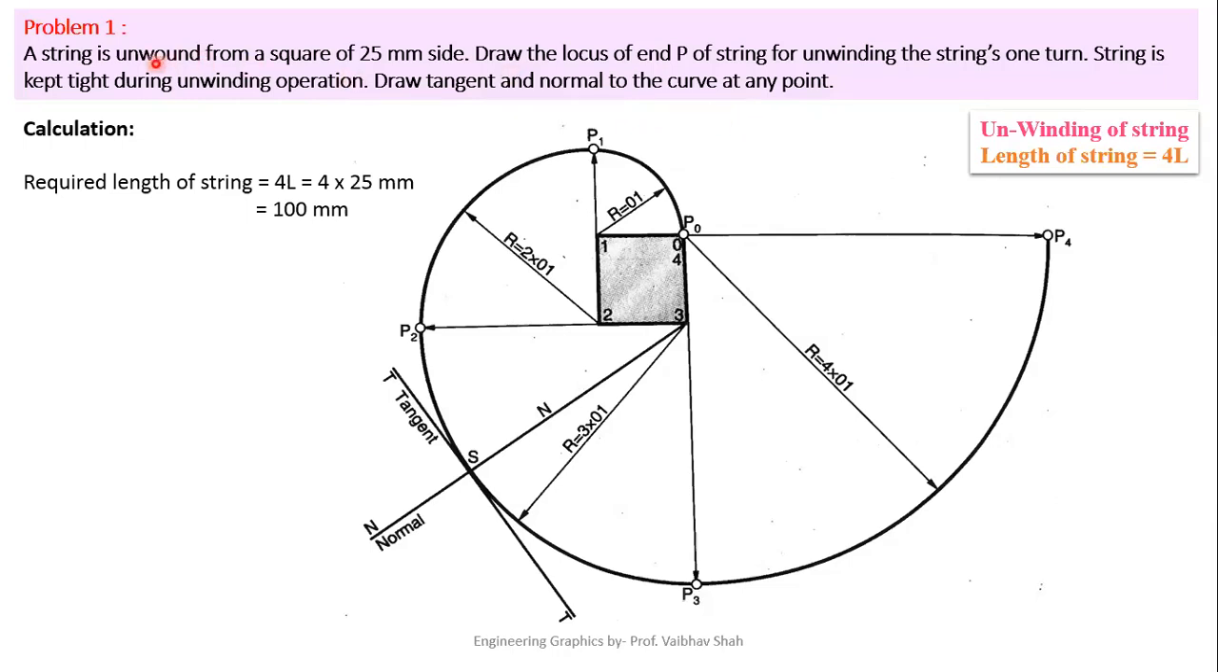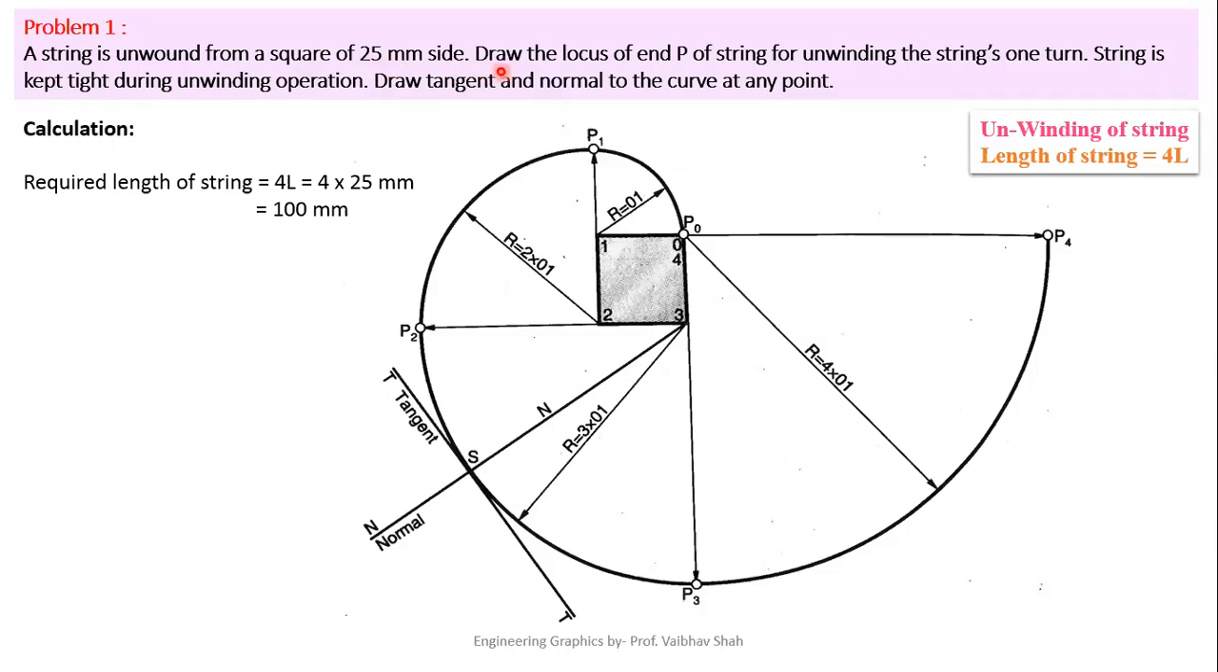So here, let us analyze the question first. A string is unwound from a square. That means we are dealing with unwinding of a string first. Secondly, we are unwinding the string from a square. So unlike our previous examples, we are dealing with our object as a square. So we'll replace the circle with the square in this case. And the square dimension is given of 25 mm side.